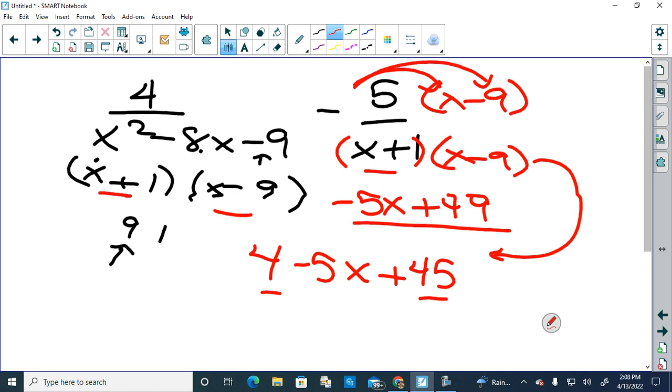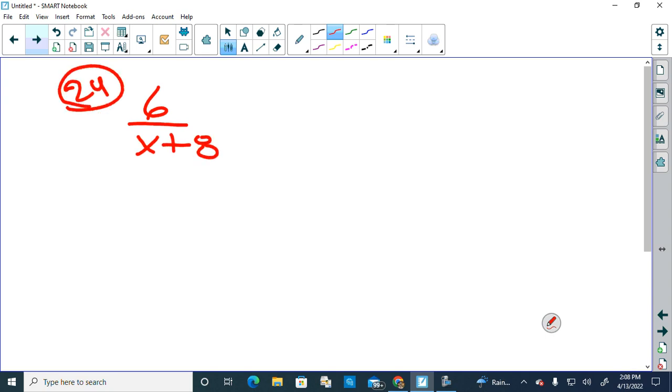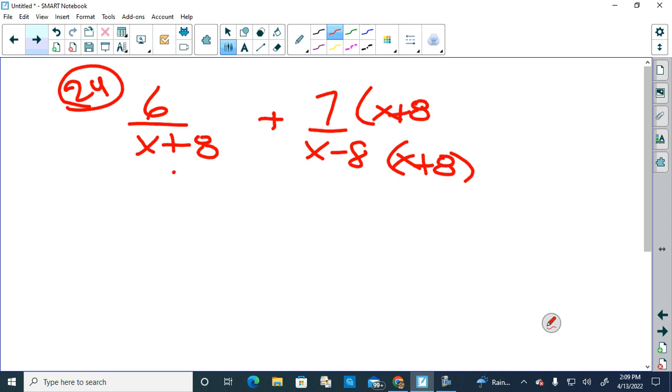Okay, another one. Number 24. Another adding and subtracting one, so we need a common denominator. It's 6 over x plus 8 and 7 over x minus 8. This one has an x plus 8, that one doesn't. So I need to multiply it over here. Whatever I multiply here, I've got to multiply on top. Definitely the numerators, you've got to multiply.